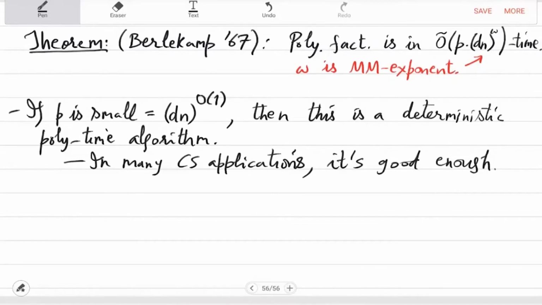Because in many CS applications, the characteristic is not that large. One works over a large finite field with low characteristic. So in the next lecture, we will see an algorithm which will work also for large characteristic. In particular, if you have a large prime field, then this algorithm will not help you.